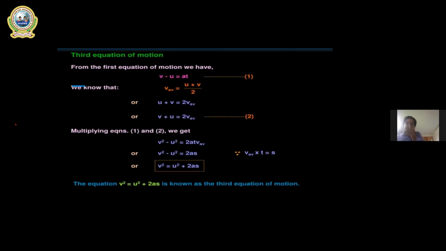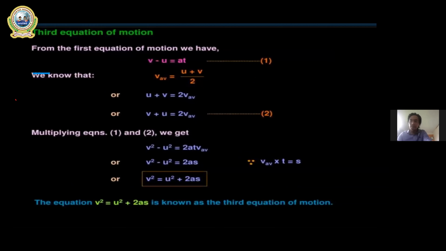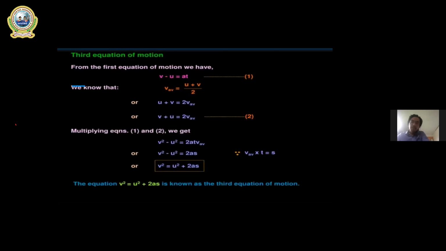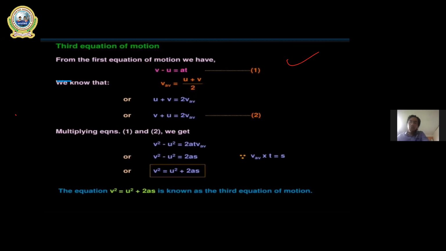The first equation of motion. What expression do we have, class 9? v equal u plus at, right? And v equal u plus at means it is also v minus u equal at. Now if you write in this way, v minus u equal at, this is v equal u plus at, only written in this form.